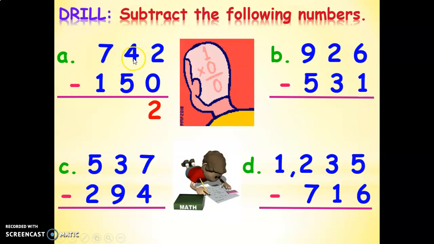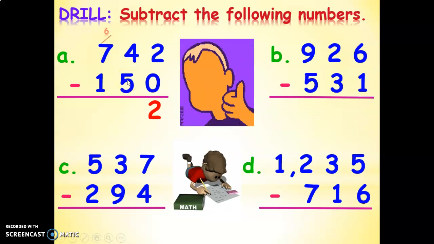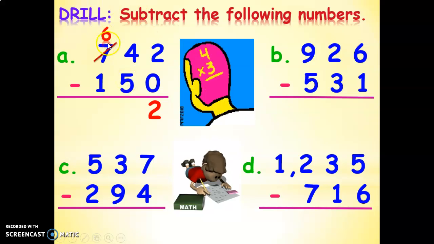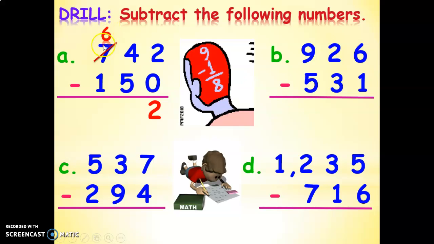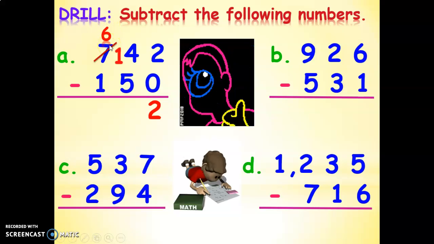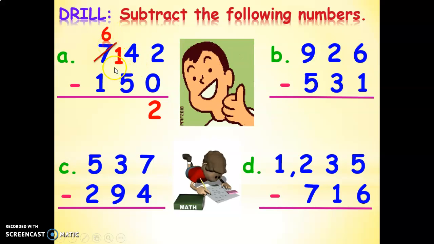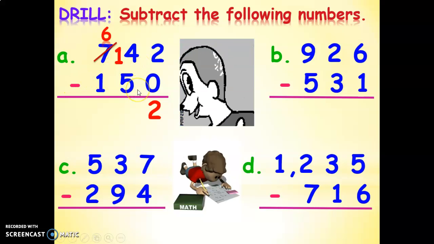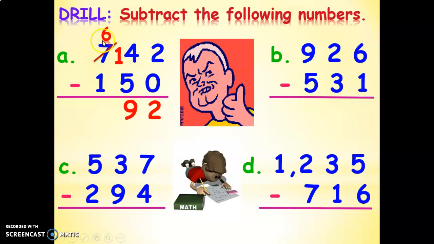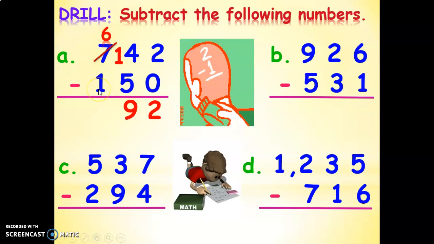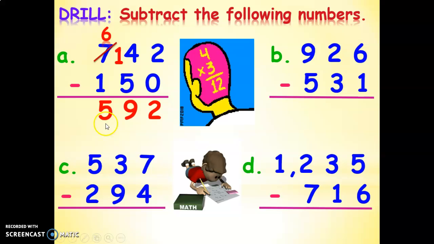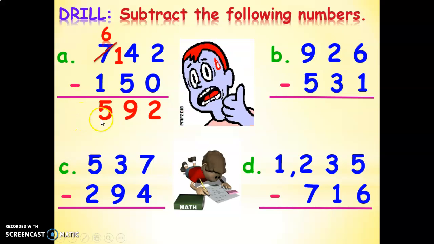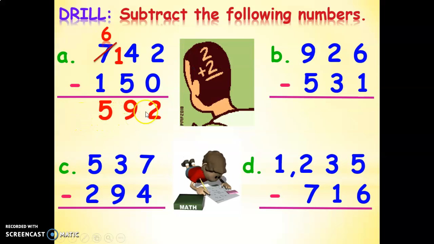But 4 is smaller than 5. So it means that we have to borrow 1 from 7. So 7 will become 6. And we will write 1 before number 4. Now this gives us 14. 14 minus 5 equals 9. And 6 minus 1 is 5. Our final answer for letter A is 592.